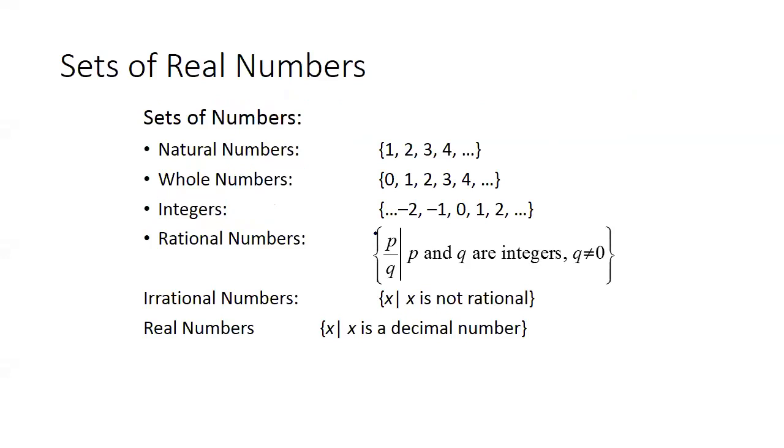You notice that the numbers in between are not included in any of these sets. So 1.2 is not part of the natural numbers. It has to be a whole number. Rational numbers would be like p over q. Irrational numbers and rational numbers, and everything would be under the real numbers.